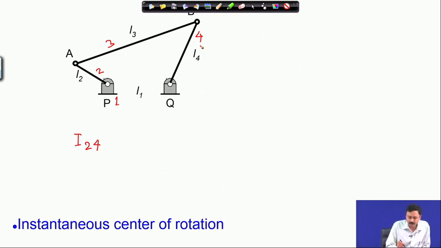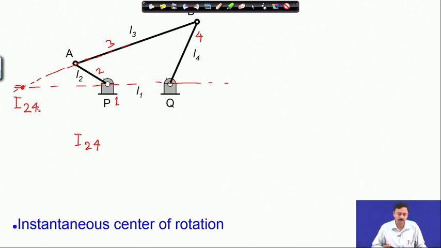And how did we locate I 2 4? It lies on the line of I 1 2 and I 1 4, and it also lies on the line I 2 3 and I 3 4. So, this is the line. So, here we have I 2 4. Now, this is what we need.